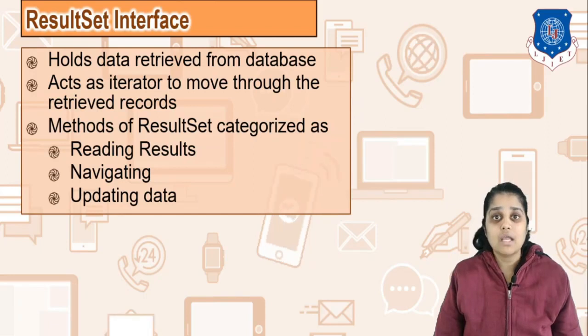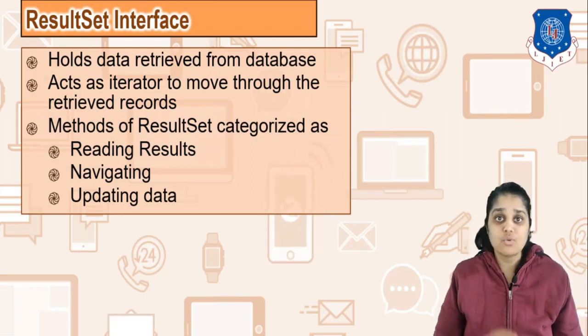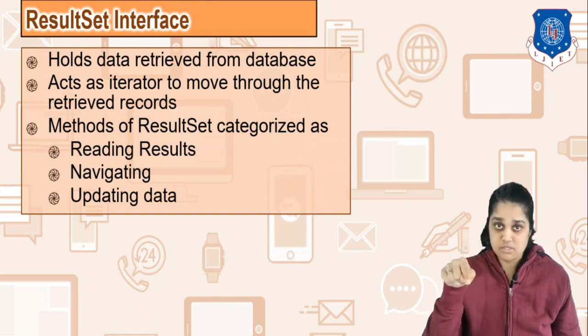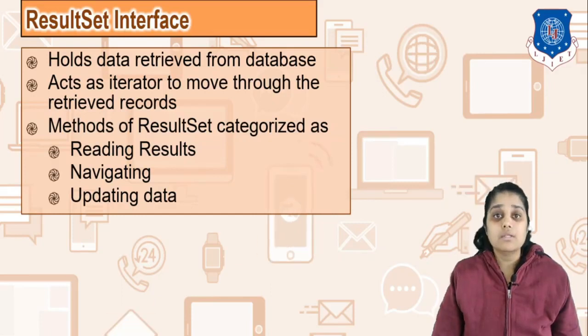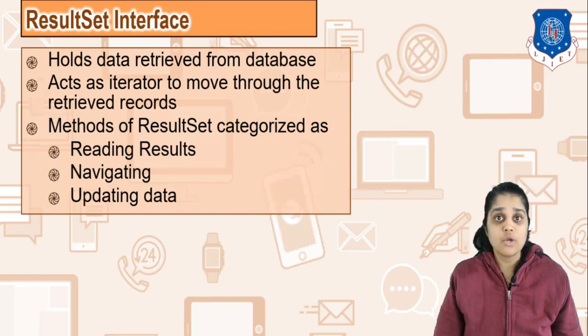So it will contain a lot of rows. Now you can move through all of these rows, you can iterate through all of these rows in this particular interface. Now this ResultSet interface has three different kinds of methods. The first is reading the results, which is going to help you to read from the database.